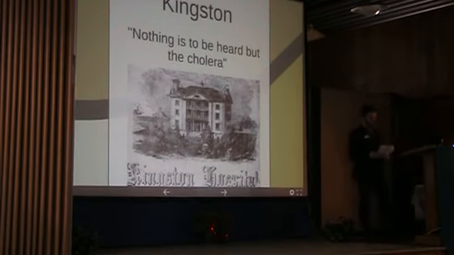So what were the treatments available around that time for people suffering from cholera? Well, one of the most popular ones was called calomel. Calomel is actually mercury chloride.